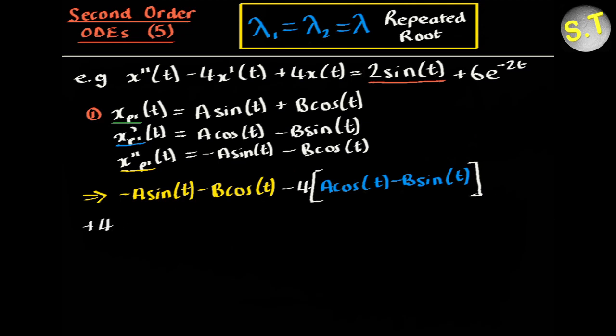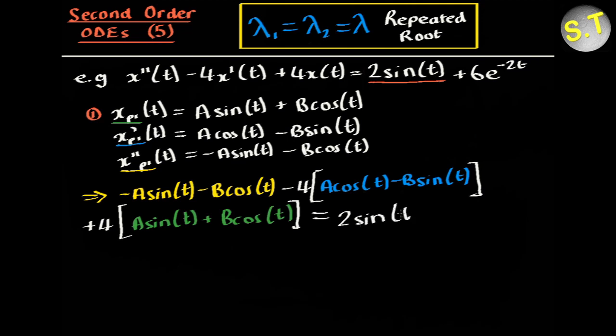plus 4 times the 0th derivative, so that's 4 times a sine of t plus b cosine of t. And this is still equal to 2 times the sine of t.